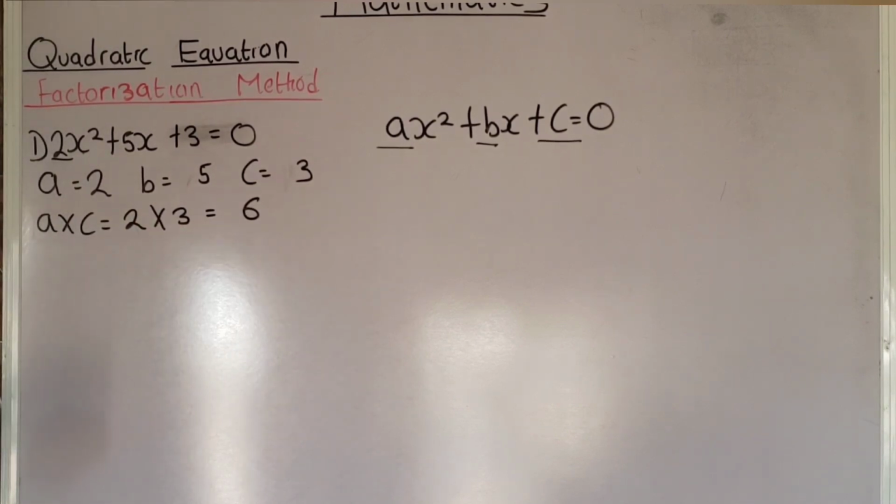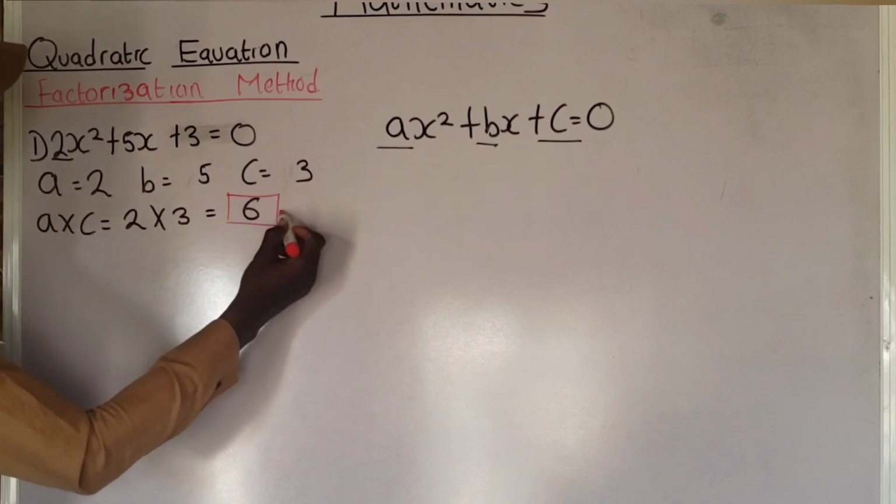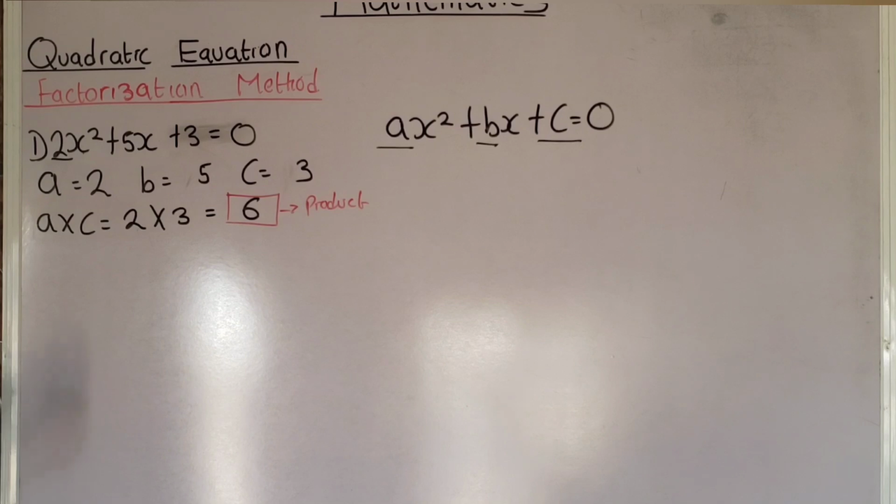Having taken the product of the first term and the constant term, you have to think of two numbers. Pay attention. This is the product. You have to think of two numbers such that when you take the product of those two numbers, it will be equal to the product of the first term and the constant term, and when you sum these two numbers, it will be equal to the second term in the quadratic equation. Let me explain what I mean.